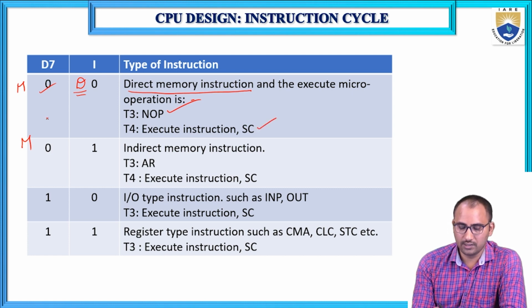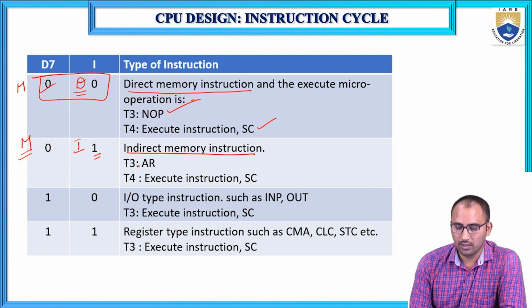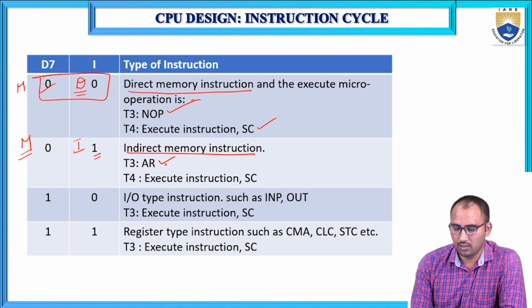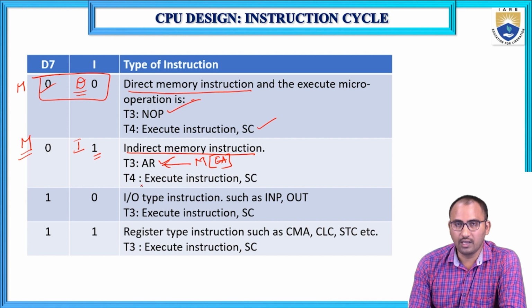Next case, D7 is equal to 0, which means memory reference instruction, and I is equal to 1. I is equal to 1 means it is an indirect. So that means an indirect memory reference instruction. So during T3, what will happen? The effective address of the operand will be loaded into the AR register, AR gets M of EA. And during T4, the execution will take place.